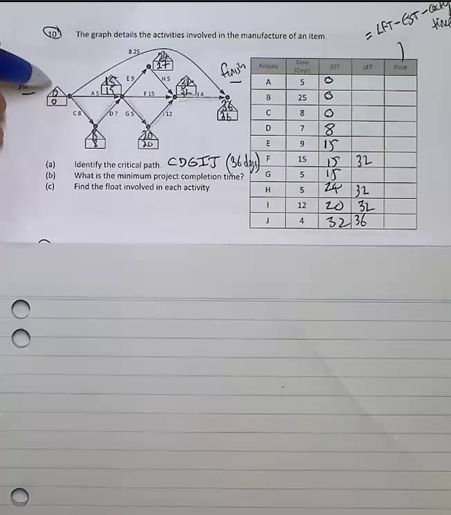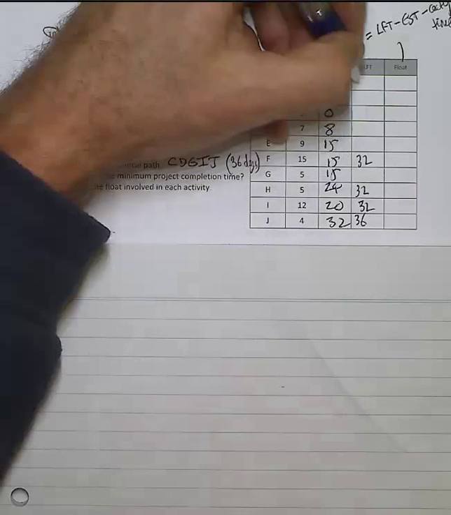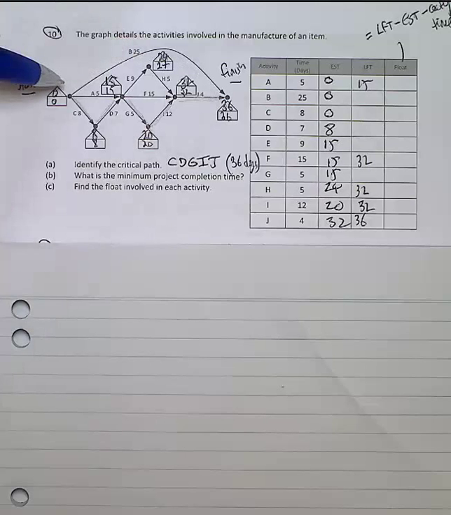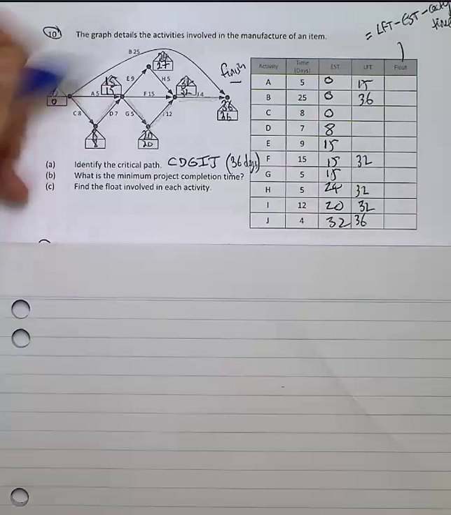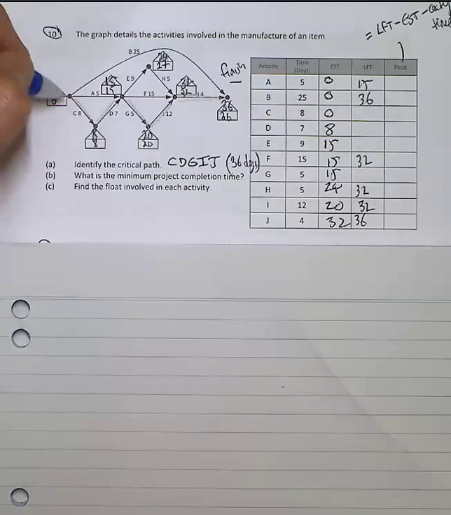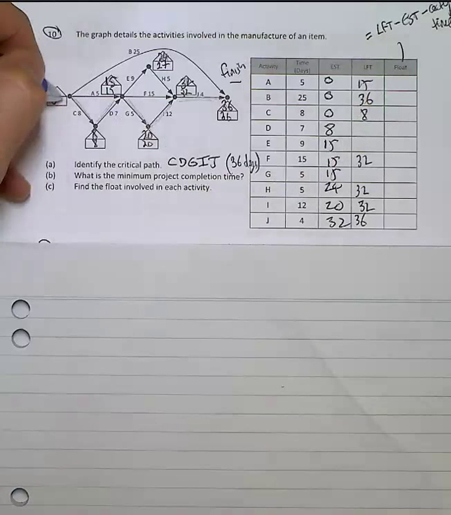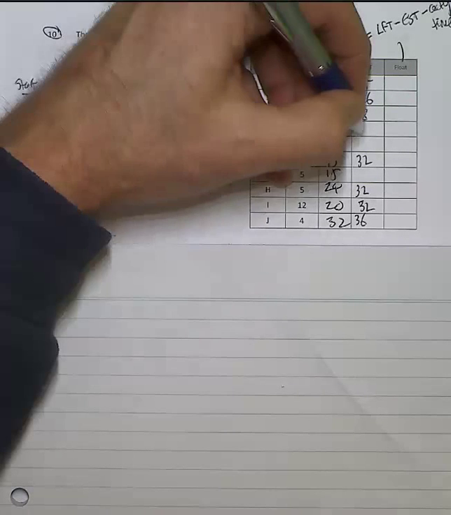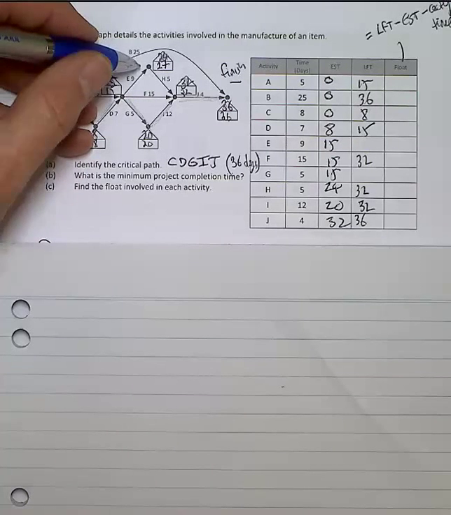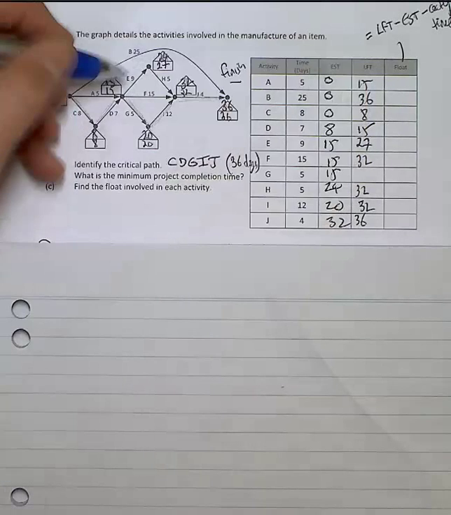If I go back to the beginning, A, 0, the latest possible finishing time for A was 15. For B, well, that takes 25. We've obviously got 36 as the latest finishing time, so a bit of slack there for activity B, which we'll call float time. Anything on the critical path, D has to finish at 15. E, well, E can finish as late as 27. And the only gap I've got, which is G has to finish at 20.